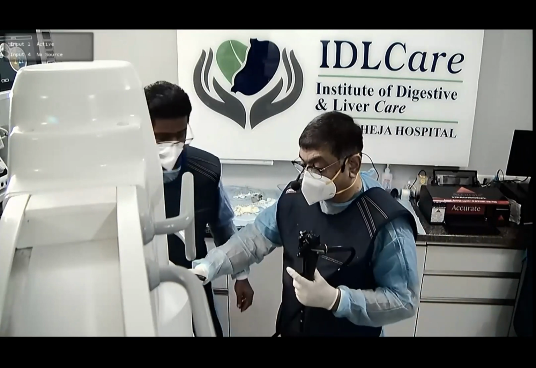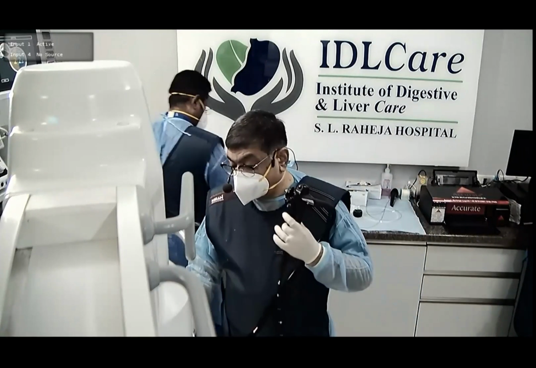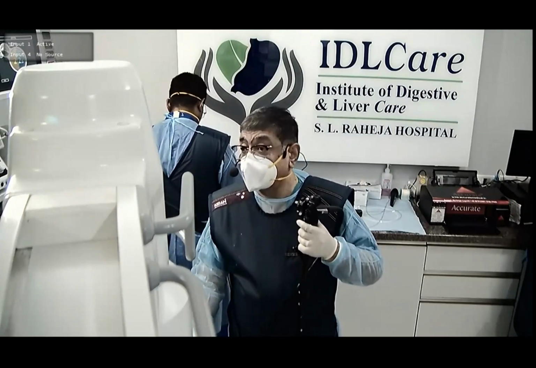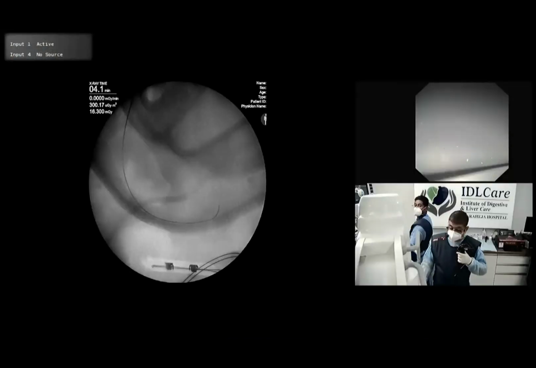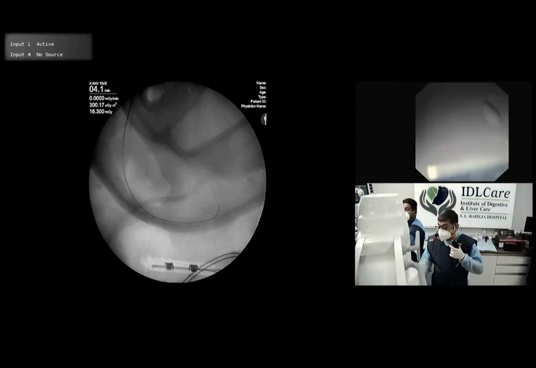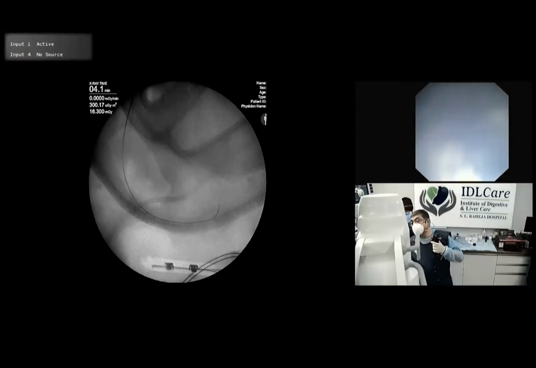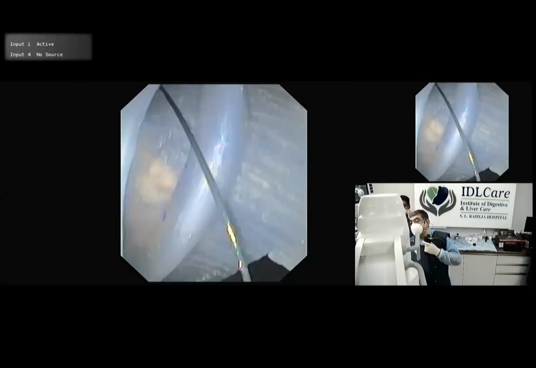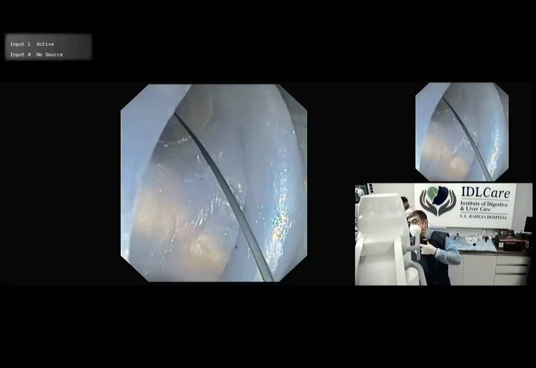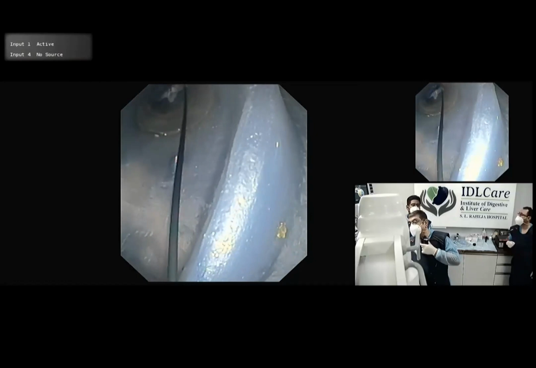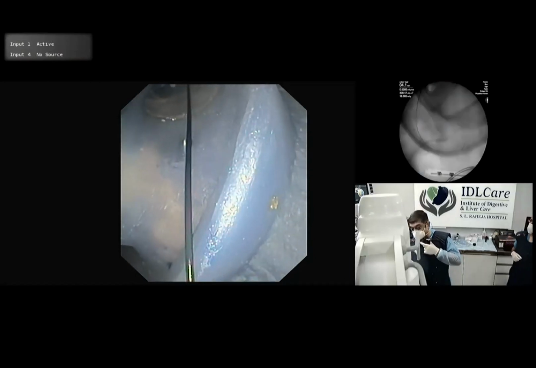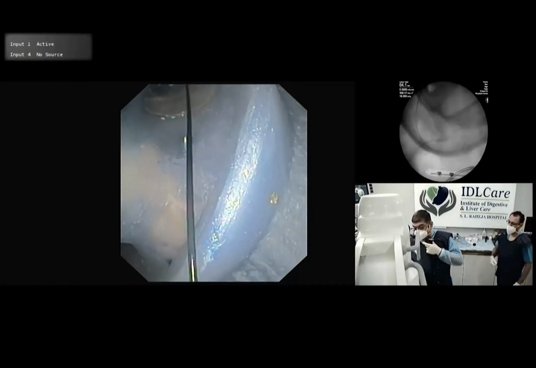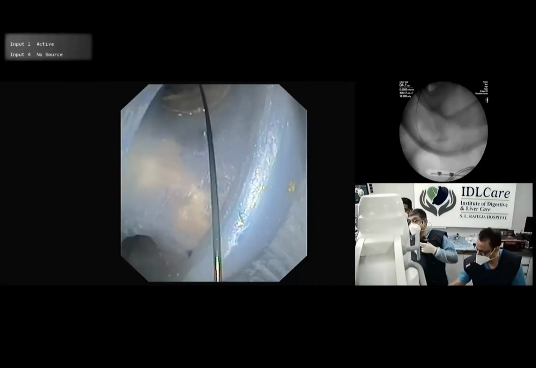Now I am passing the scope. This is an ERCP scope. Show the endoscopy view, please. You see, I showed you the duodenum. So this is to practice rendezvous. See, this is the wire coming out from the bile duct. So position your scope properly. Hold it. Yeah, so this is the wire.